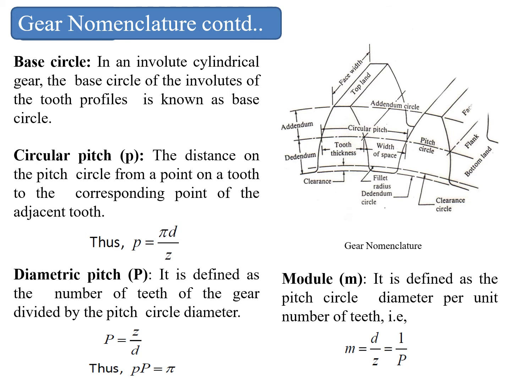Next is circular pitch. It is the distance on the pitch circle from a point on the tooth to the corresponding point on the adjacent tooth. Here you can see it is the distance between a point on this tooth and the same point lying on another adjacent tooth. This is the circular pitch, measured along the pitch circle. It is given by the formula p equals pi d by z, where d is the diameter of the pitch circle and z is the number of teeth on the pinion.